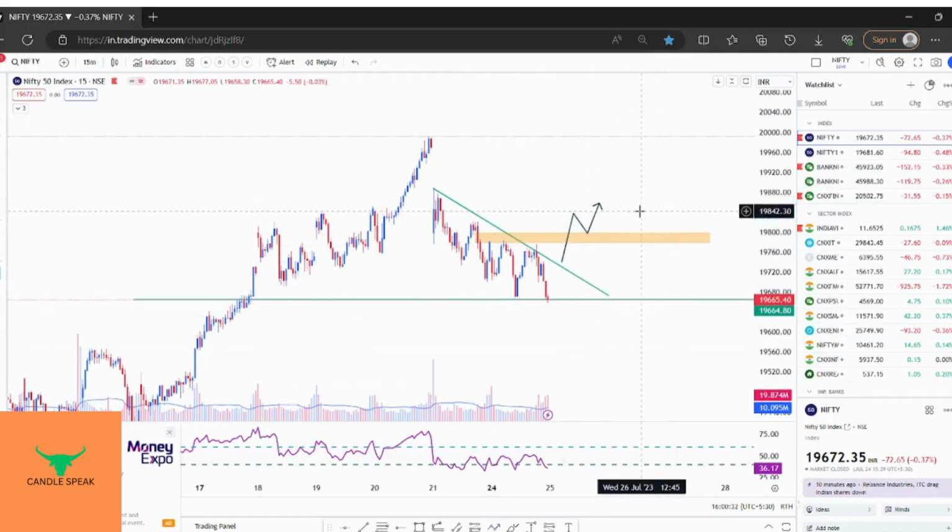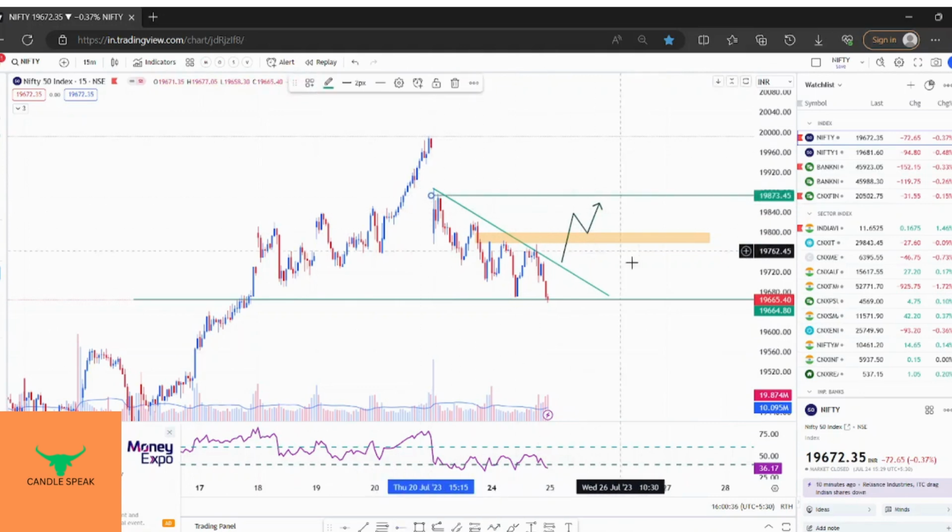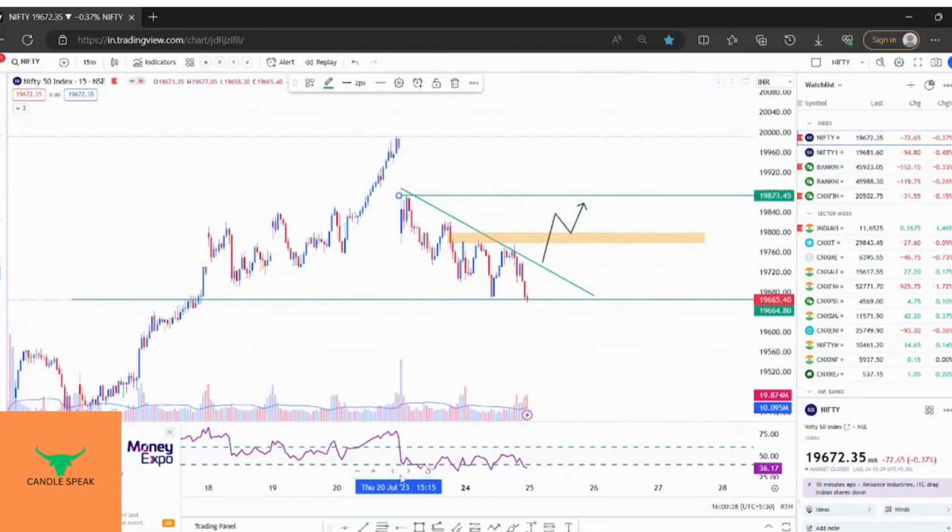Only above this range we will plan to go long, and in that case our target will be 19,870 to 880, this range. And above that, this gap is also a very important area to watch out for.